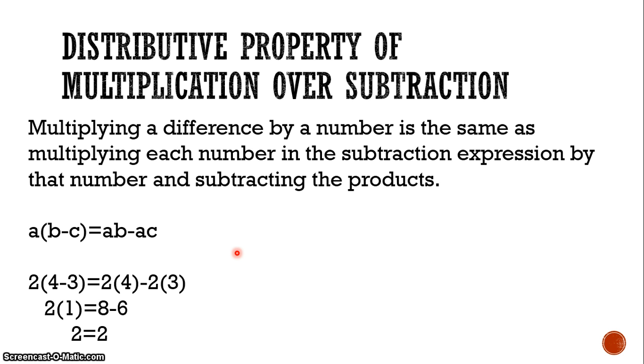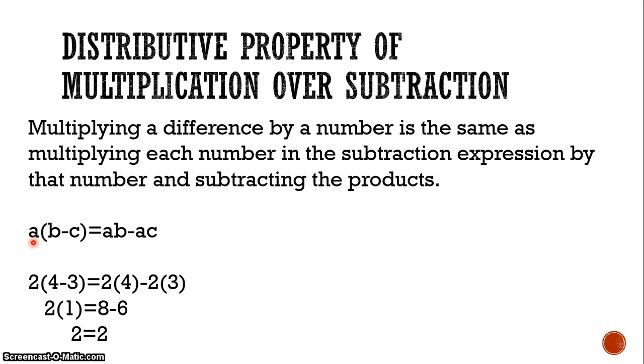Next, I have the distributive property of multiplication over subtraction. It works the exact same way, only instead of a sum, you have a difference, which is the answer to a subtraction problem. So multiplying a difference by a number is the same as multiplying each number in the subtraction expression by that number and subtracting the products. Same exact thing as before.